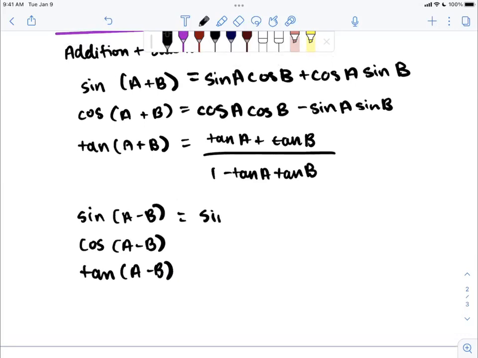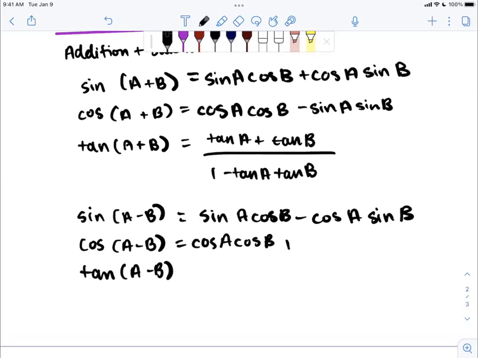So we're going to have sine A cosine B minus cosine A sine B. All right, here we're going to have cosine A cosine B plus sine A sine B. And here we're going to have tangent A minus tangent B over 1 plus the product.